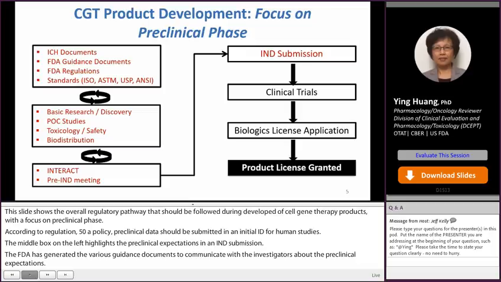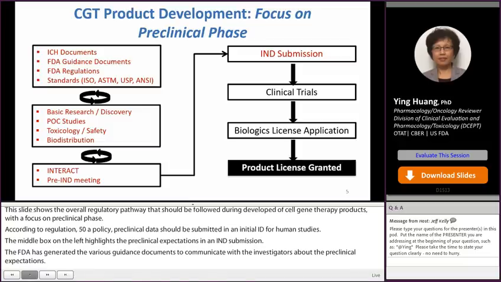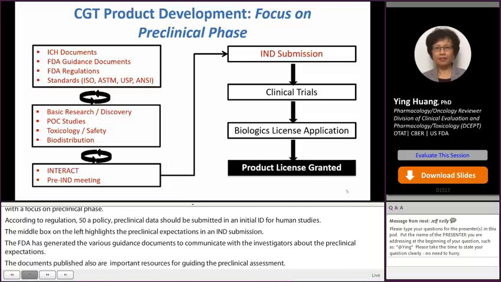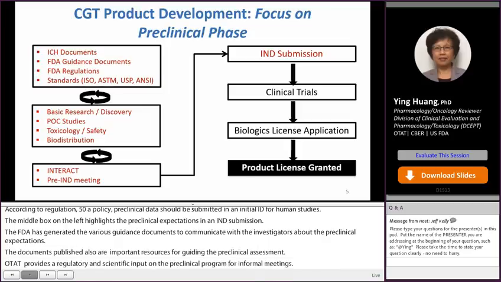OTAT provides regulatory and scientific input on the preclinical program via informal and formal meetings. Ongoing early communications with OTAT, pharmacology, toxicology staff during product development help to ensure that regulatory expectations related to safety, demonstration of potential activity, and understanding of possible mechanism of action are addressed.